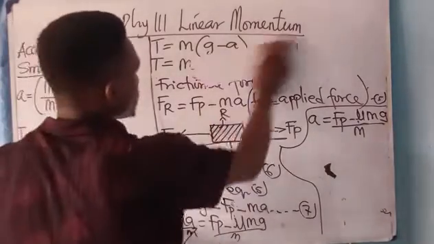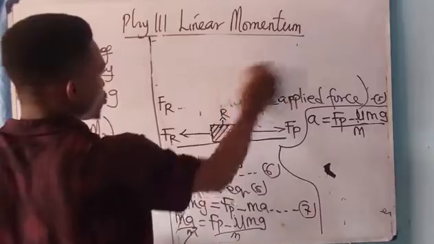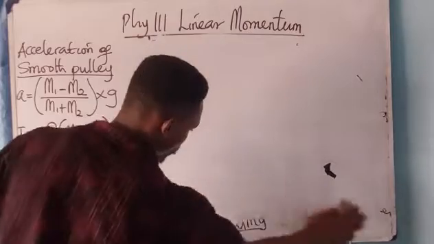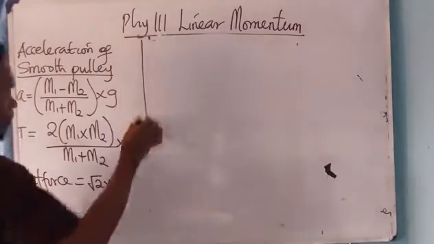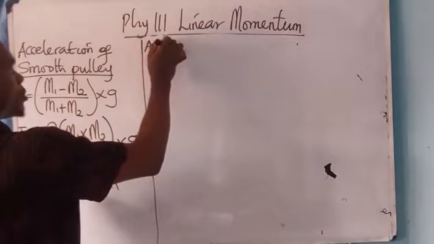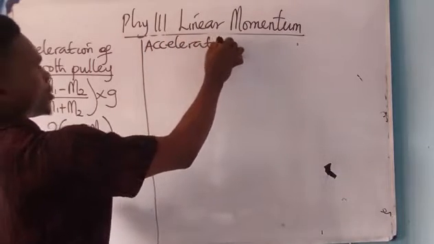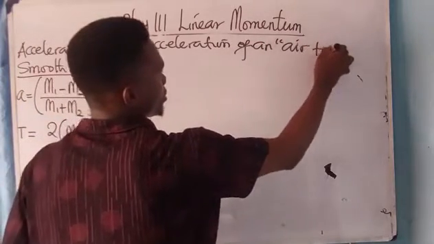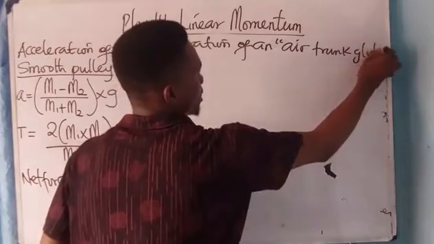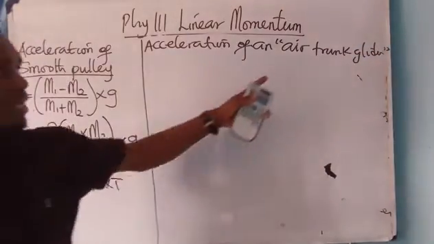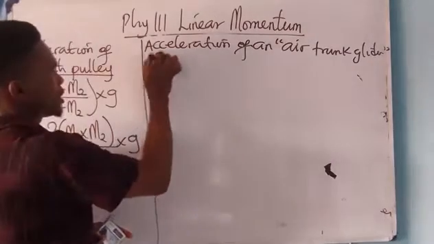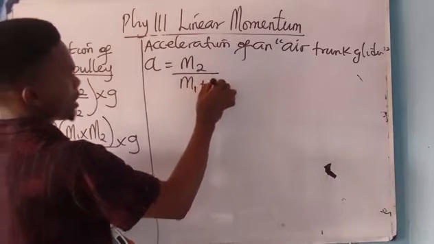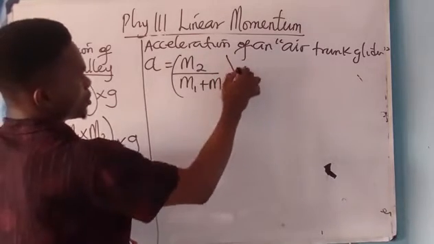Now, if you have what is called an air track glider, the acceleration of an air track glider, this is the word. Acceleration of an air track glider is usually given as m2 over m1 plus m2 times g.